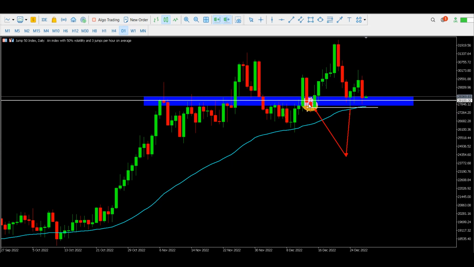Somewhere around here, we had the level acting as a support, and then we're back to the level again. The level expected to act also as a support. So we had a daily retest of the key level. We have a daily double bottom. We are clearly bullish on the daily time frame.